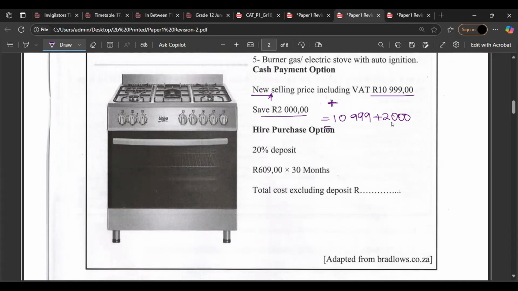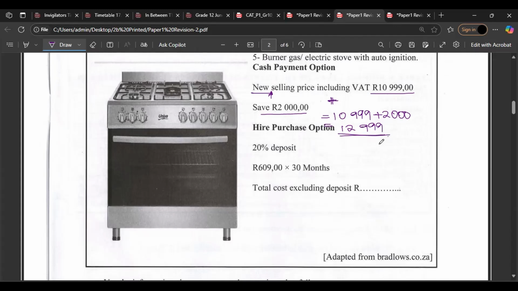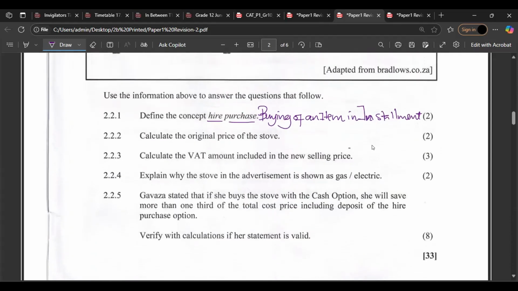What are we looking for? We are looking for the original price. And when you add this, I believe you end up having 12,999. All right. So that is the original price. We are saying the original price, you take the new price plus what is saving. So we got the new price as that much, and we are adding on the 2,000. So we ended up with 20,999.